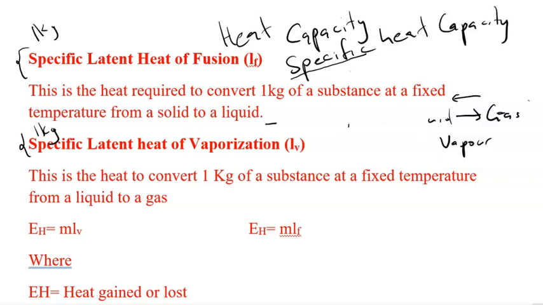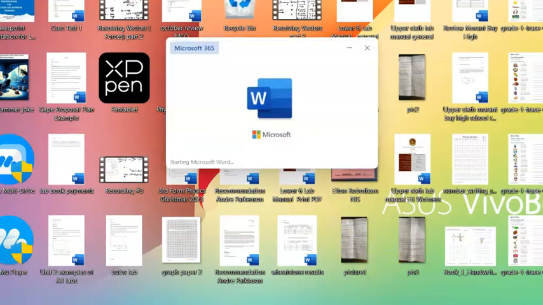So fusion is the amount of heat energy needed to convert 1 kilogram of a substance at a fixed temperature from a solid to a liquid.